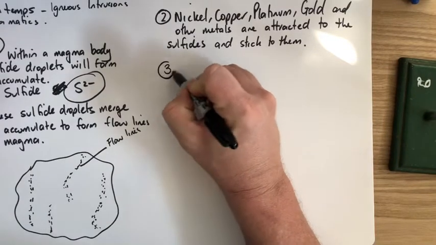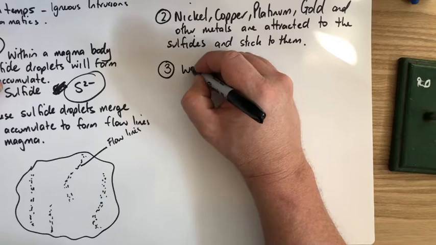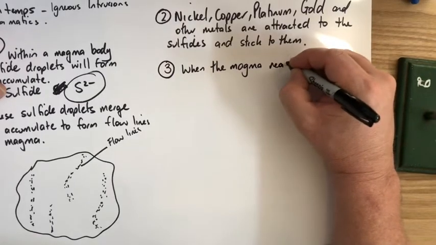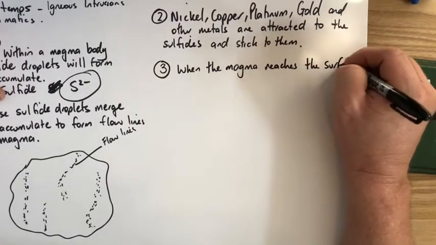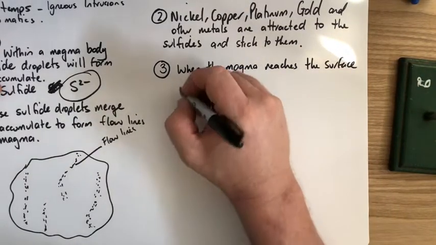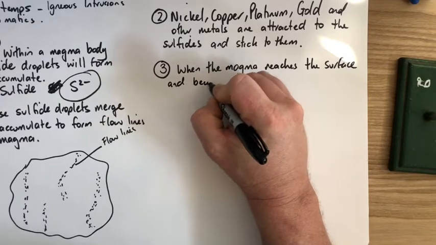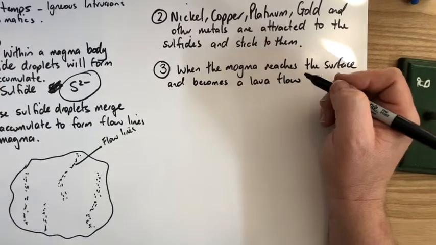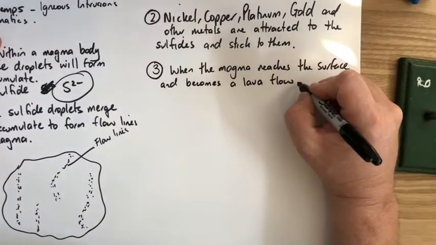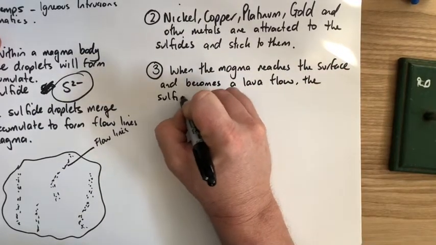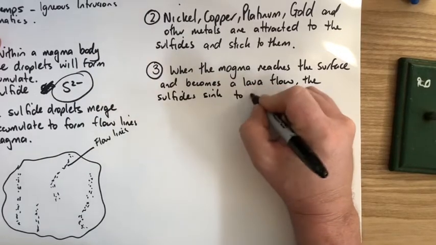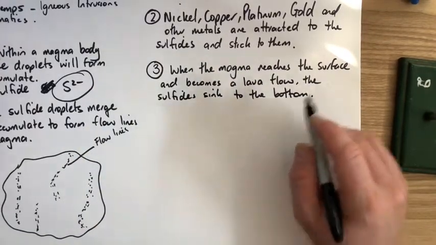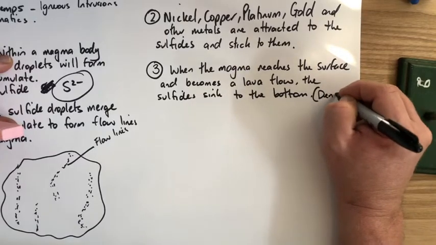So let's see, step 3. When the magma reaches the surface, and I have to say becomes lava, so it becomes a lava flow, the sulfides will then sink to the bottom. Why do they sink to the bottom? Because they're dense.